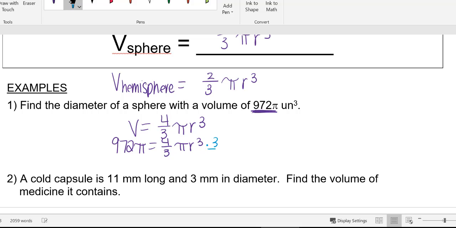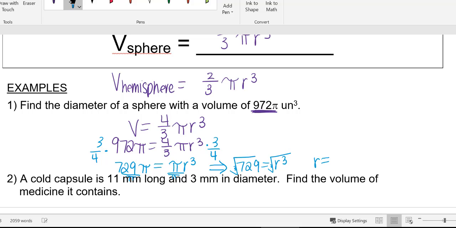We'll multiply both sides by 3/4, the reciprocal. When we do that, we'll get 729 pi on the left-hand side. On the right-hand side, pi r cubed. We can divide both sides by pi. When we divide both sides by pi, they cancel, right? They divide out. So we get 729 is equal to r cubed. And then we can take the cube root and we get r is equal to 9. If our radius is 9, that means our diameter is going to be 18 units.